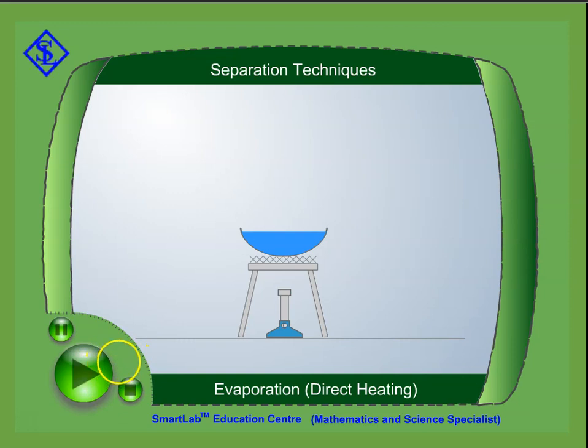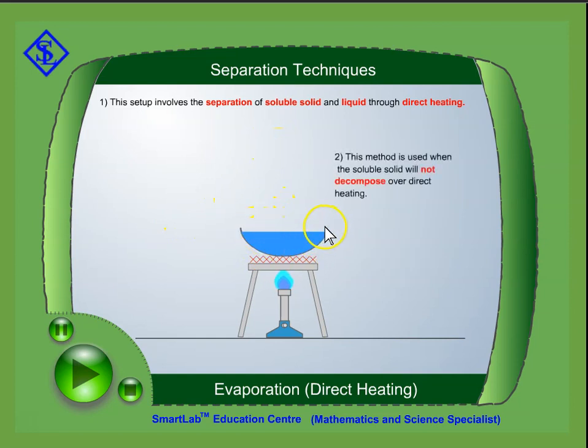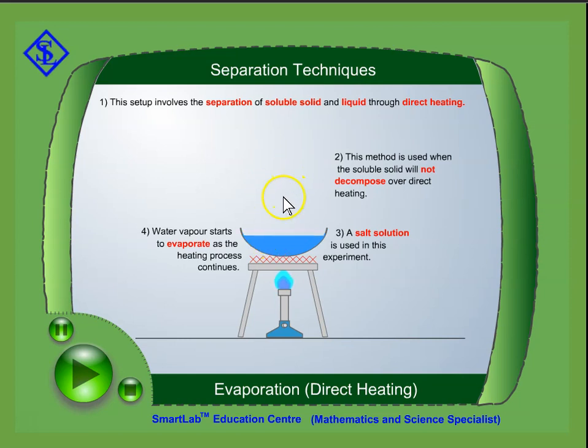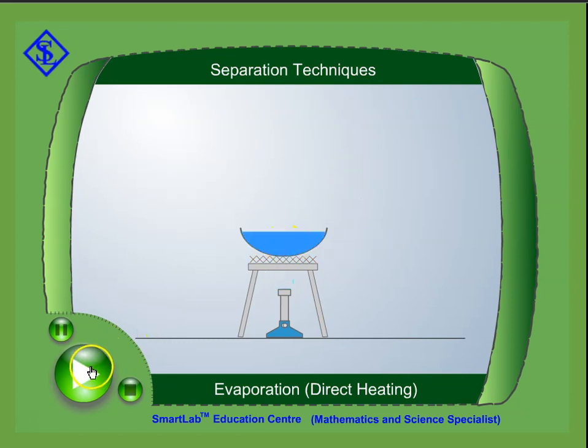So let's start again. What happens is that we put this salt solution in and heat it directly. In this experiment, we use salt, and you can see that water vapor starts to form because water is evaporating in the process of heating. When we use evaporation to dryness, you can see that as more and more water becomes vapor, what is left behind will be your salt crystals, your solute. Let's watch this again, and this time Miss Lee will not say very much.